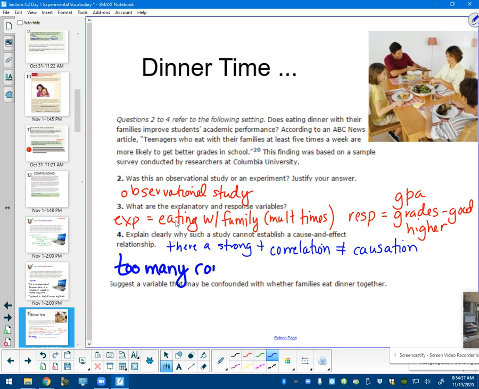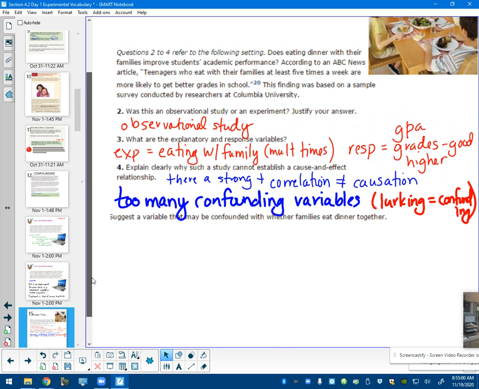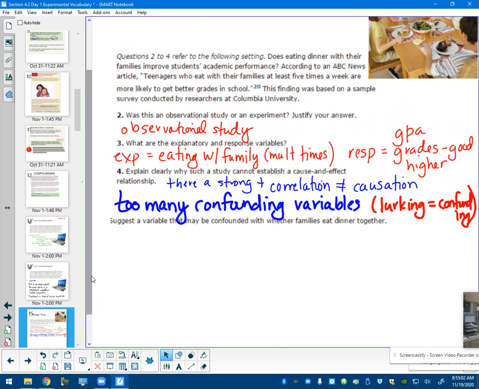Too many confounding variables. Some books call this lurking, by the way, just so you know, lurking equals confounding, just so you have a vocab. All right, this is where you need to use that creative mind like you did on your quiz yesterday. Name me a confounding variable and why it is such.